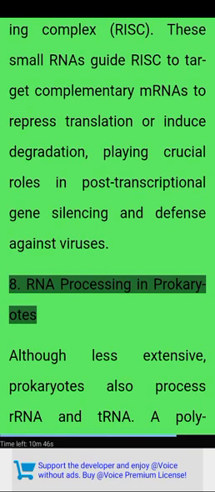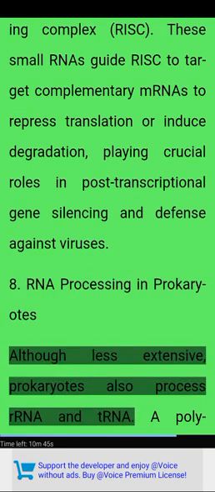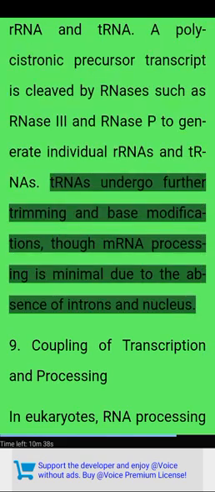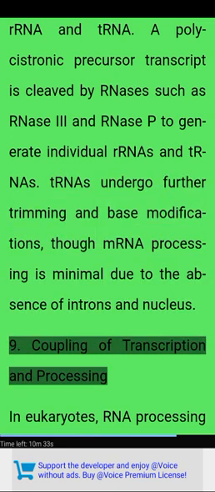8. RNA processing in prokaryotes. Although less extensive, prokaryotes also process rRNA and tRNA. A polycistronic precursor transcript is cleaved by RNases such as RNase III and RNase P to generate individual rRNAs and tRNAs. tRNAs undergo further trimming and base modifications, though mRNA processing is minimal due to the absence of introns and nucleus.